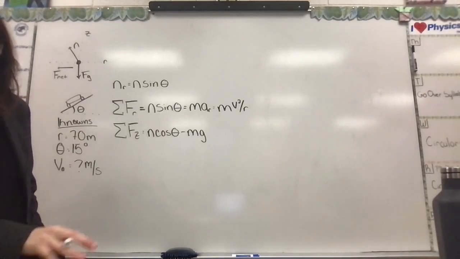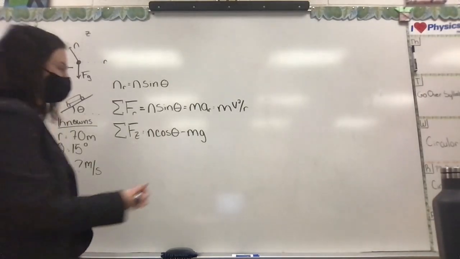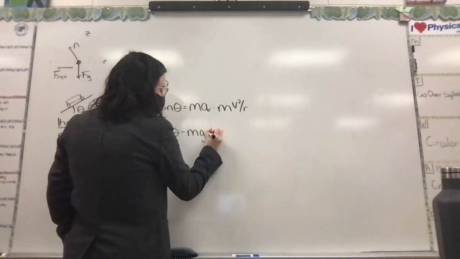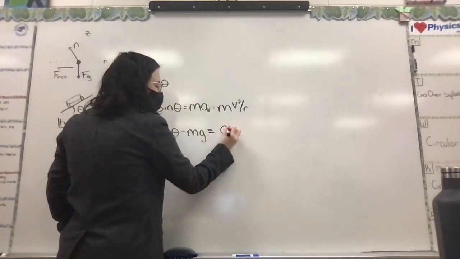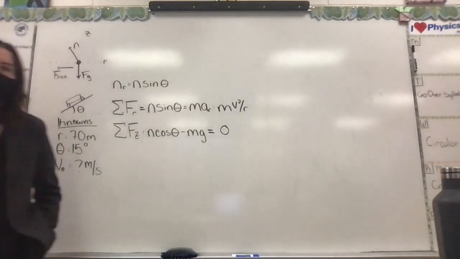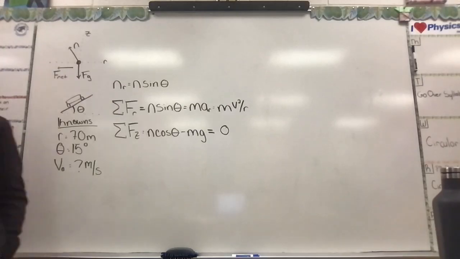Okay, now what's this going to be equal to? It's our favorite number. Zero. This is going to be equal to zero. Because is our net force in the Z plane? No, it's not. So it's going to be equal to zero. All right, where do you guys think we need to go from here?